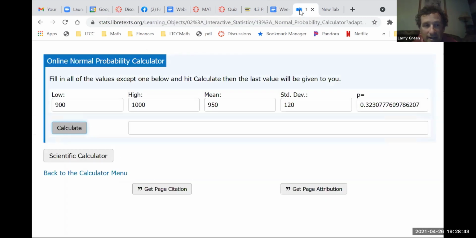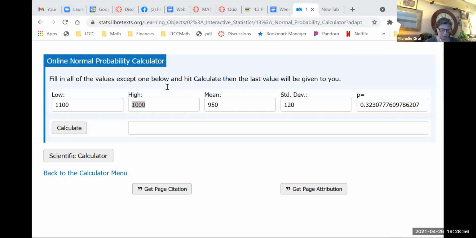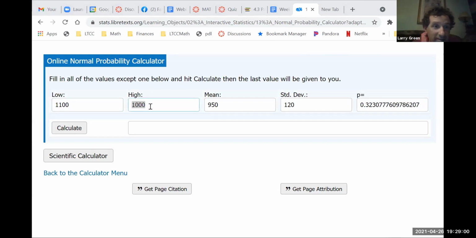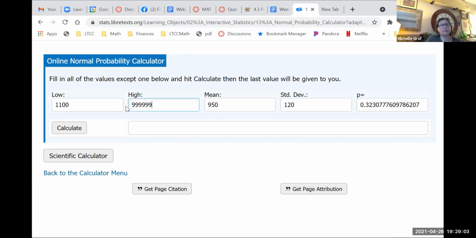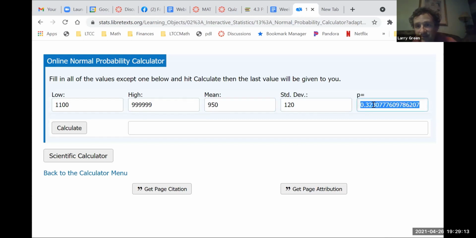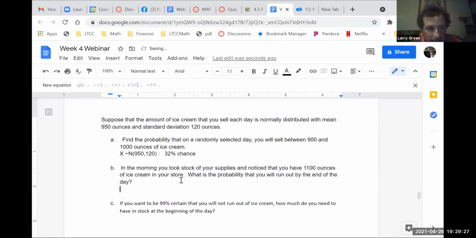So I can just go to my calculator and I want greater than 1,100. So low is 1,100. The high is 9999, with more nines, because remember there are four digits, so go four nines and then add a couple more. Always add two more nines than the number of digits of the biggest number you see. Same mean, same standard deviation, and hit calculate. So about an 11% chance that you'll run out. Depending on your store, you have to decide whether that's worth it or not.